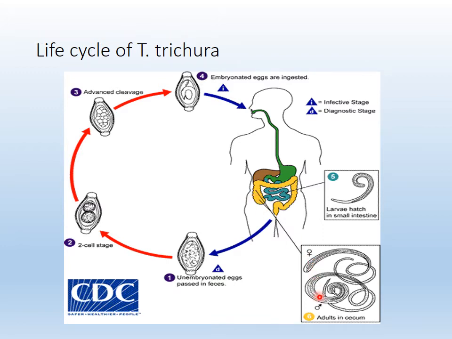Male and female worms would be there, and after fertilization of these worms, eggs would be excreted in the stool, and that egg would wait for another host to infect again. So it is basically fecal-oral transmission.